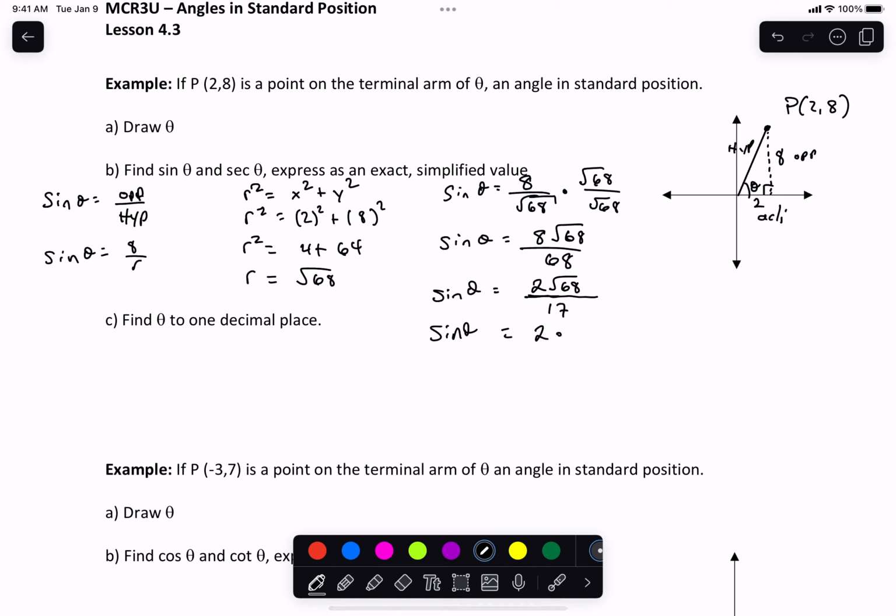2 times root 4 times root 17 over 17. Everyone agree? So what do I end up with, the final answer? Again, you're expected to do this without a calculator, right? So the square root of 4 turns into 2, and so 2 times 2 becomes 4 root 17 over 17. That is the sine of theta.